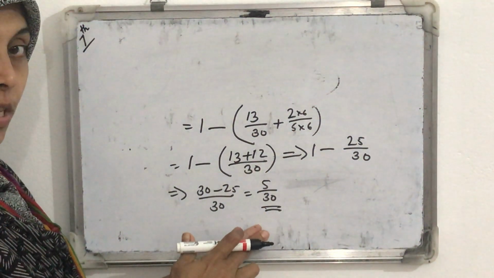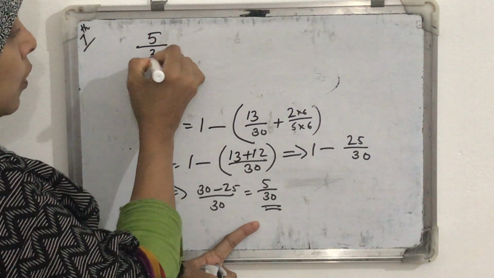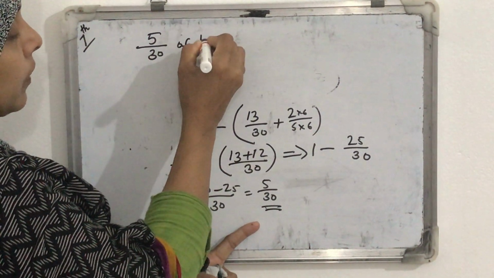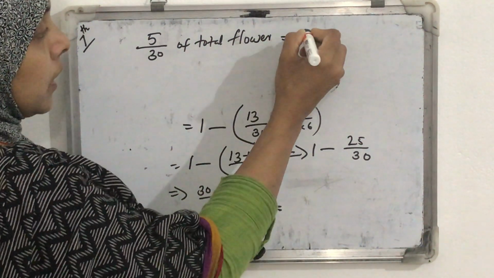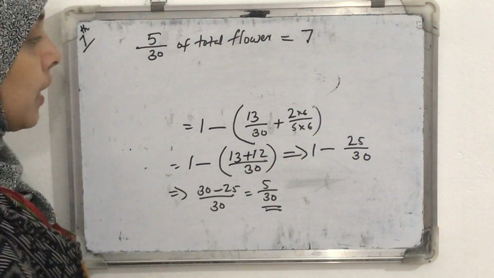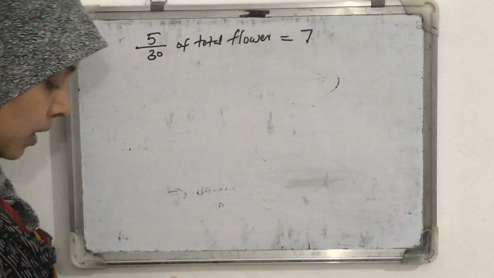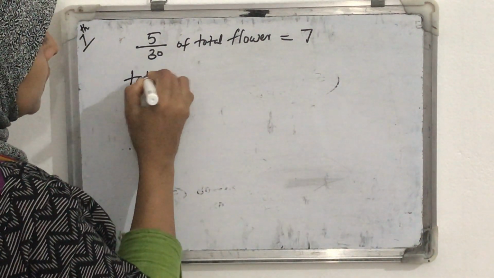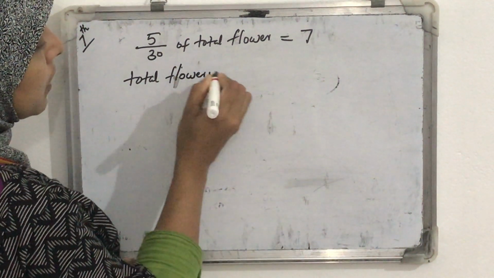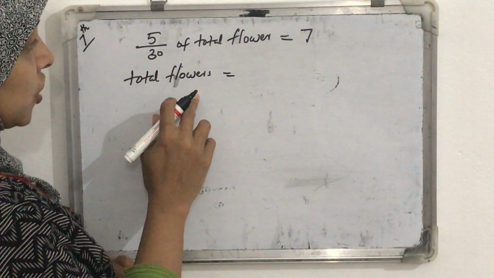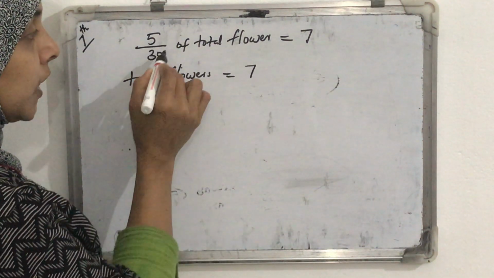The gladioli flowers fraction we found is 5 by 30. So 5 by 30 of the total flowers equals 7, which is given. From this we can find the total number of flowers in the bouquet. Write it clearly: the total number of flowers times 5 by 30 will be 7.